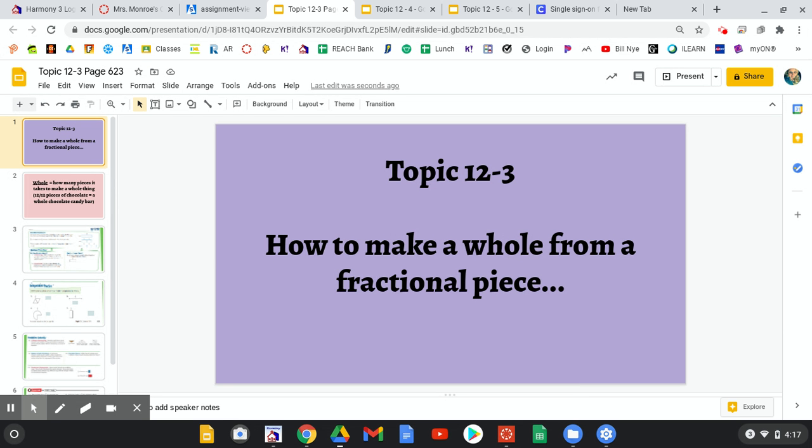Coming back to you today on topic 12-3, and this is how to make whole from fractional pieces. So today they're going to give you a fraction or a bunch of different types of fractions, and you have to figure out what the whole is from the fraction that they give you. So again, I would like you to follow along and do your own page and then turn it in.